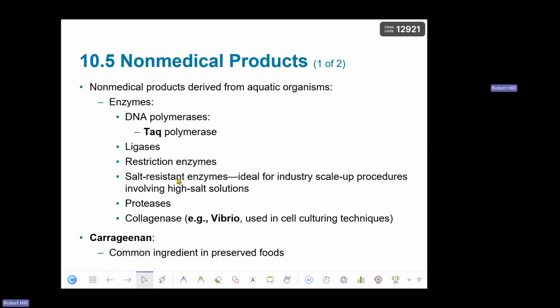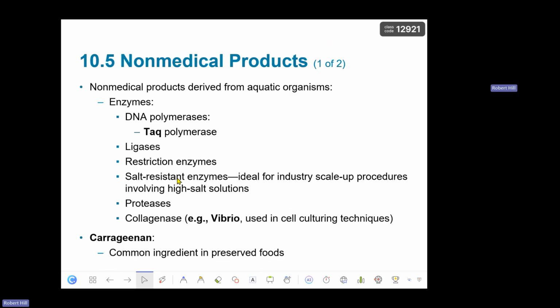All right, so there are other things as well. Non-medical products: aquatic organisms provide valuable non-medical products like enzymes such as DNA polymerases, and salt-resistant proteases used in research and industry. Carrageenan, what is carrageenan? That is on your exam. It is derived from red algae. That's a common food additive, food preservative.